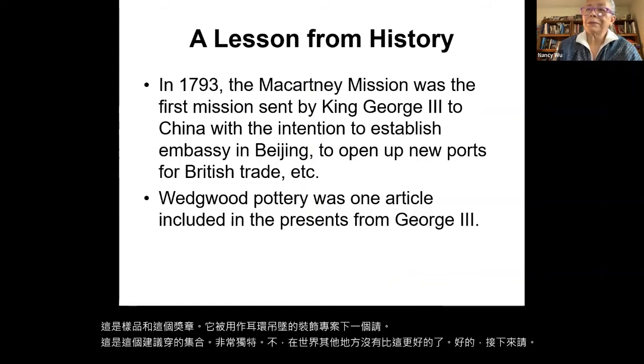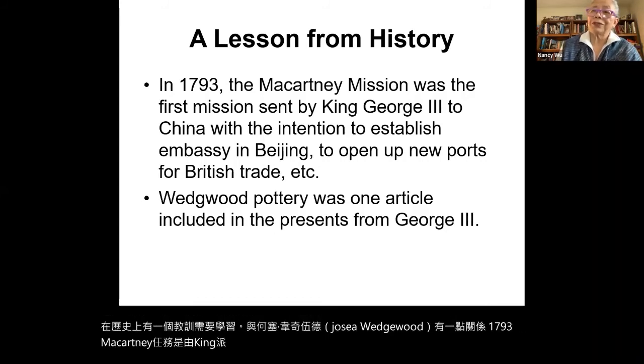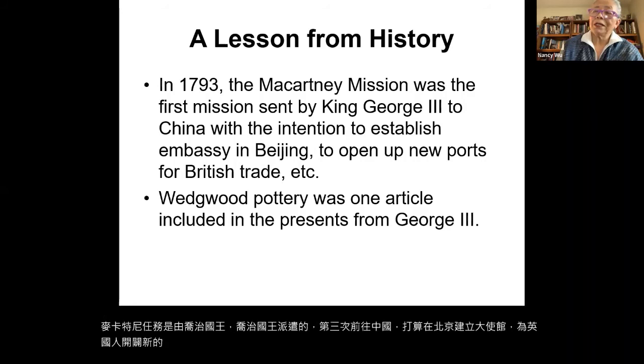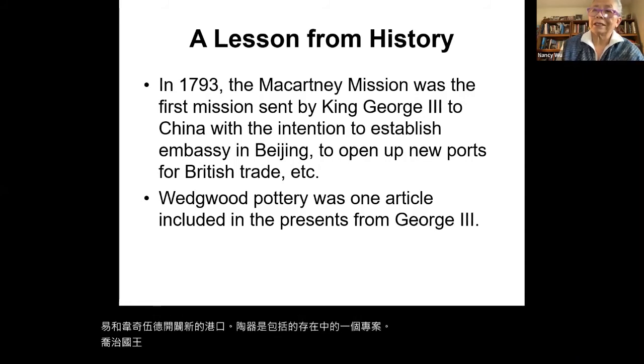There is a lesson to be learned in history that has something to do with Josiah Wedgwood. In 1793 the Macartney mission was sent by King George III to China with the intention to establish an embassy in Beijing to open up new ports for British trade. And Wedgwood pottery was one item included in the presents from King George III. Okay, next.